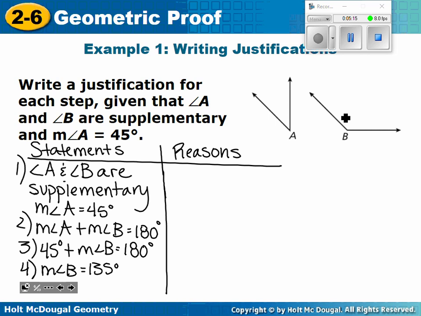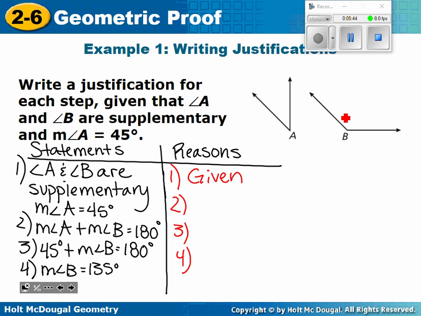So my advice, when you're working these fill-in-the-blank ones, is go ahead and find your given first. Where does it say that angle A and angle B are supplementary? Okay, in number 1, right? So what is the reason for number 1? Given. Is that the only thing that was given to us? No. Angle A is equal to 45 degrees, and that is still part of number 1 here, right?